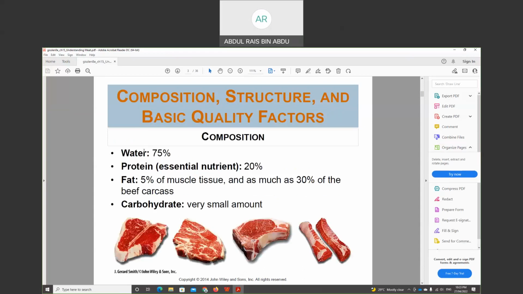Kalau kita tengok kat sini, first sekali dia kata water. Water consists of 75%, followed by protein which is 20%. Fat is about 5% of the muscle tissue and as much as 30% of the beast carcass, while carbohydrate is a very small amount. So komposisi ni is reflective lah of all organic life yang wujud dalam muka bumi ni, which more than 70% of a meat of human is actually water lah.